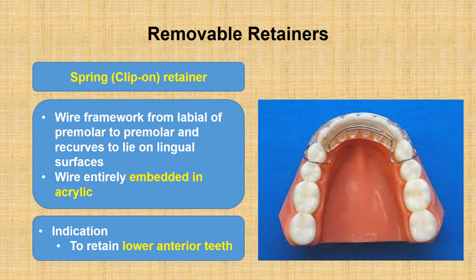Now the spring or clip-on retainer is a retainer that extends from premolar to premolar, and it is a wire framework from the labial, which then recurves to lie on the lingual surface. The wire is entirely embedded in acrylic except for the portion where it crosses over. Now, the indication is to provide retention for the lower anterior teeth.